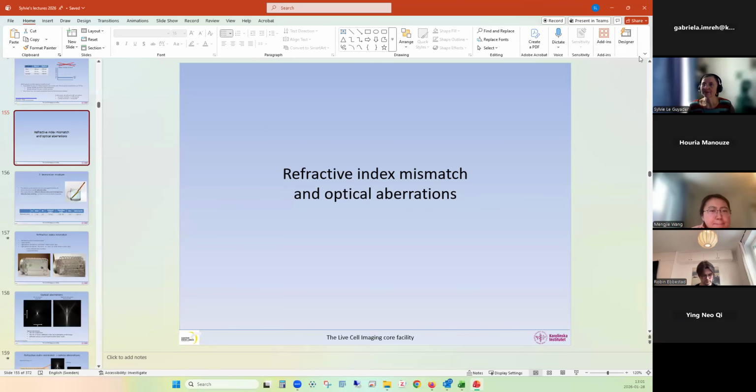So I hope that a few of you have learned some things this morning about their objective, and some who have the right objective now know why, hopefully. So we're going to add a new layer of this and talk about refractive index mismatch.